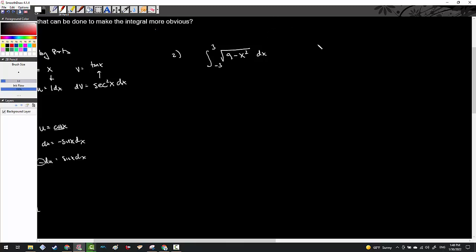This is a half circle. It's a half circle with a radius of 3, centered at 0, 0. Here you go, negative 3 to 3. And now I'm going to integrate this by finding the area underneath the curve, right? That is the point of integration. So it's going to be 1/2 times pi times the radius 3 squared, which is 9 pi over 2. Simple as that.